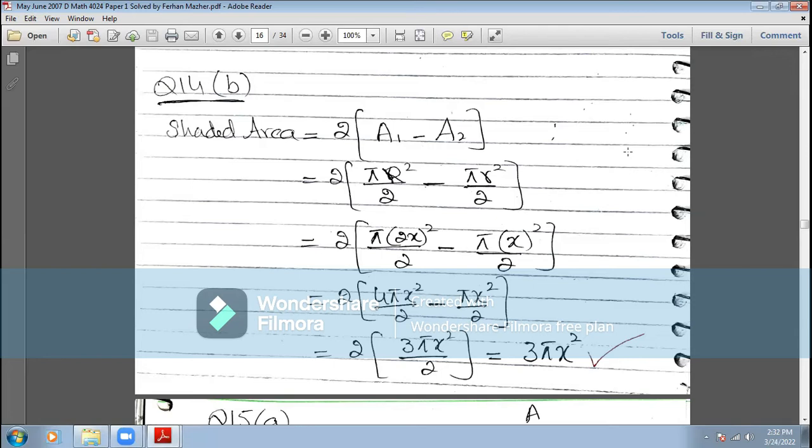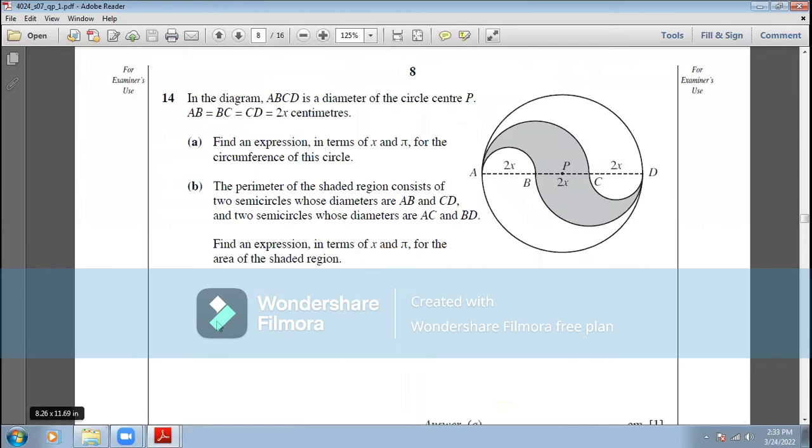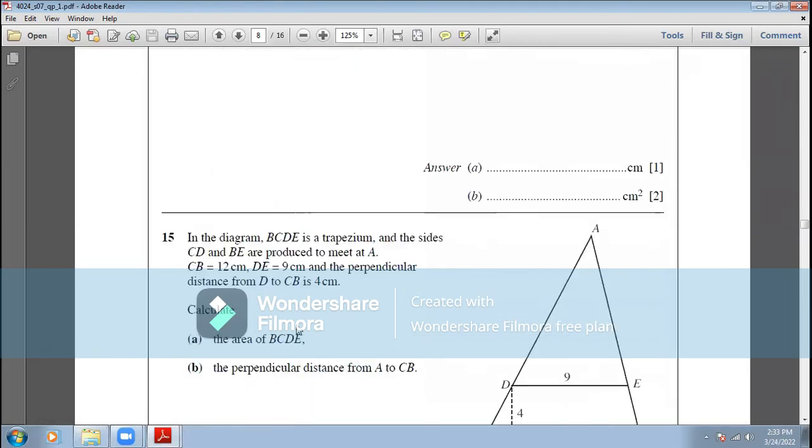So you will have 4 pi x square divided by 2 minus pi x square by 2. So you will have 3 pi x square by 2. So 2 will be cancelled, and you will be left with 3 pi x square. Hopefully you understand a little bit. You can say it's not very difficult, but the calculation has to be very accurate, and you should not be afraid of the fractions and the pi. Okay, so we are done with this part.